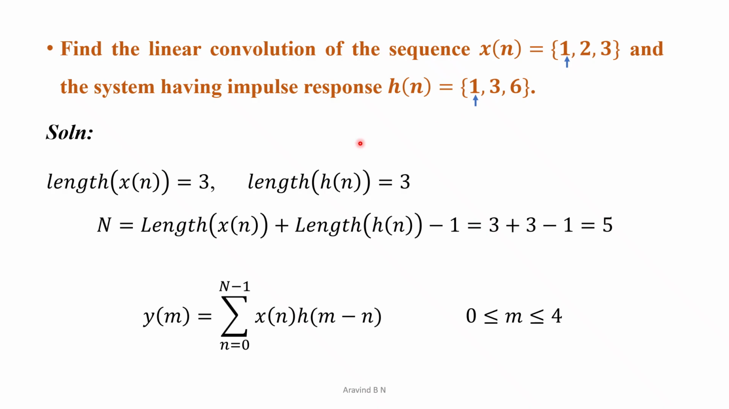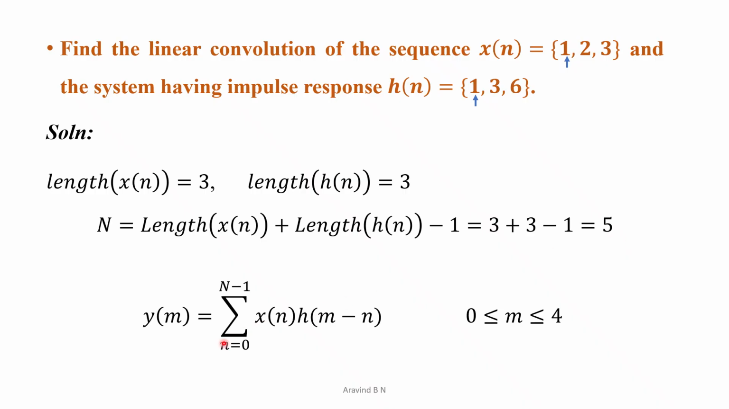Getting into the solution. Let us first find out the length of the given sequences. The length of x of n is 3 and the length of h of n is 3. Now calculate the output sequence length, capital N, given by length of x of n plus length of h of n minus 1. So that is 3 plus 3 minus 1, and the output sequence length is going to be 5.